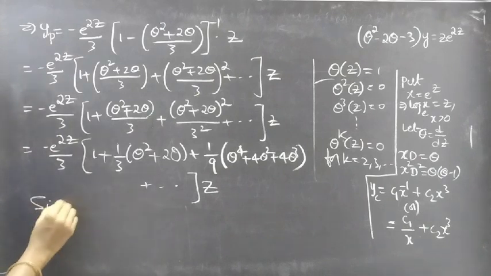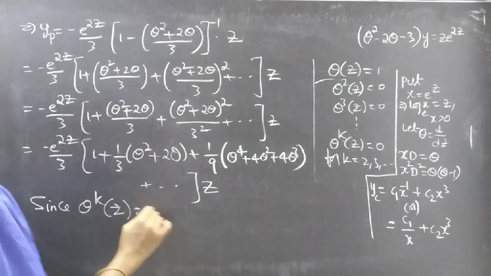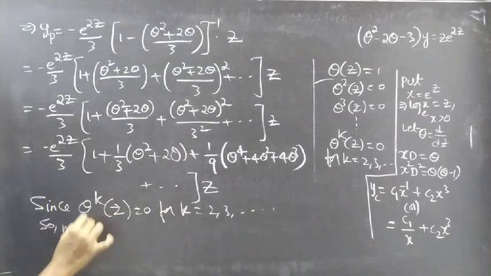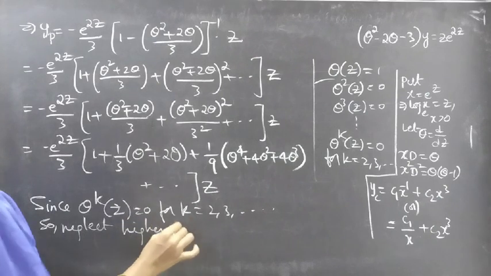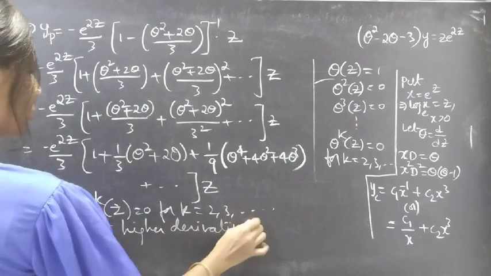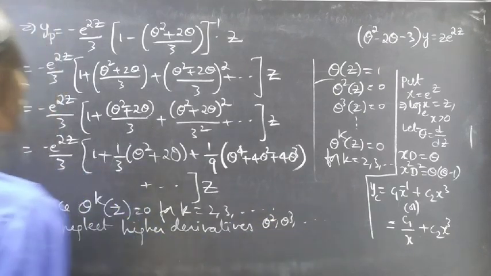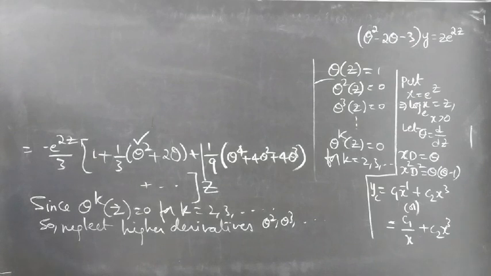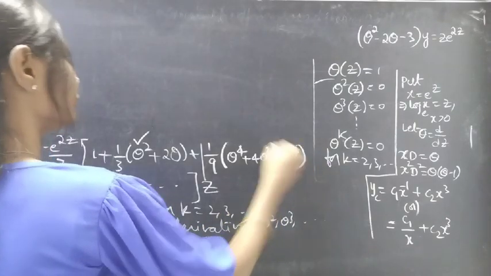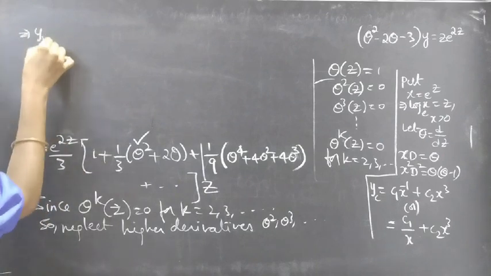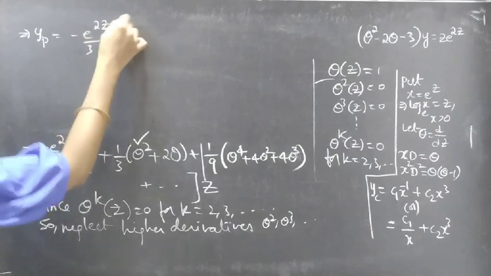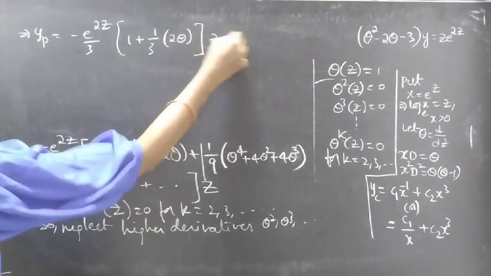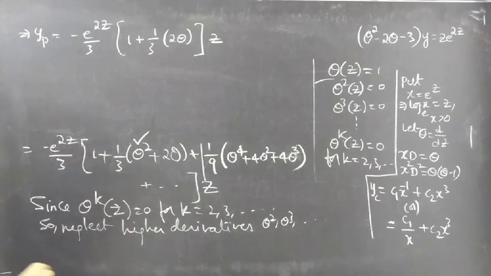Since theta power k of z equals 0 for k equals 2, 3 and so on, we neglect the higher derivatives theta square, theta cube and so on. So we are going to neglect all the terms from here and theta square from the second term. Now this becomes minus e power 2z by 3 into 1 plus 1 by 3 into 2 theta into z. So we removed all the higher derivatives.